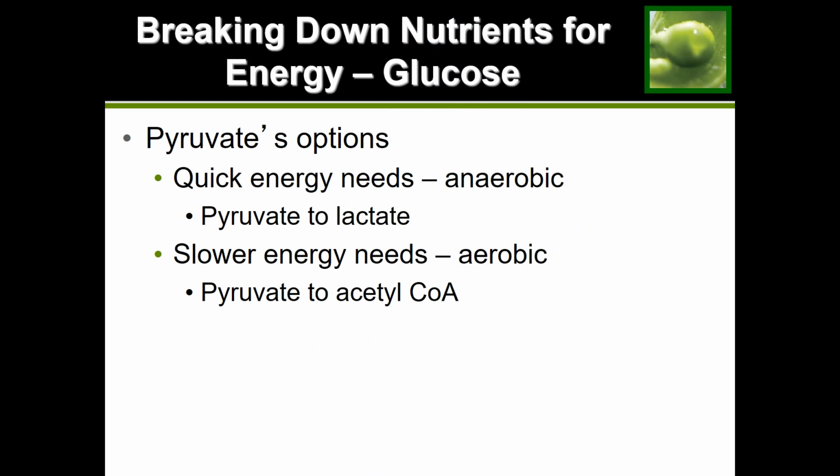Now, at this point, pyruvate is going to need to decide, is it going to stay in the cytoplasm and go the anaerobic pathway, or is it going to move into the mitochondria and take the aerobic pathway? Depending on which pathway it takes, it's going to convert into a different substance and take different steps from there. We're going to go ahead and start off with our anaerobic and take a look at what happens to pyruvate in that situation.